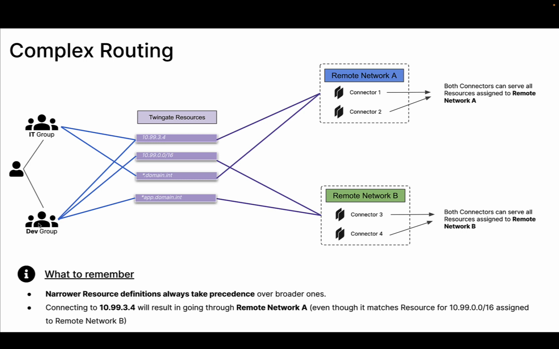Now, if another member of the same group of users decides to connect to, say, 10.99.3.5, because there is no resource for that single IP, then the narrowest resource that matches that traffic pattern on .5 happens to be the second resource here that routes through remote network B. So in this case, for 10.99.3.5, traffic will be routed through remote network B. Remember that the narrowest definition, when there is an ambiguity, always takes precedence. In the same way here, between star.app.domain.int and star.domain.int, the narrowest definition is star.app.domain.int, so this will take precedence over the broadly defined star.domain.int.